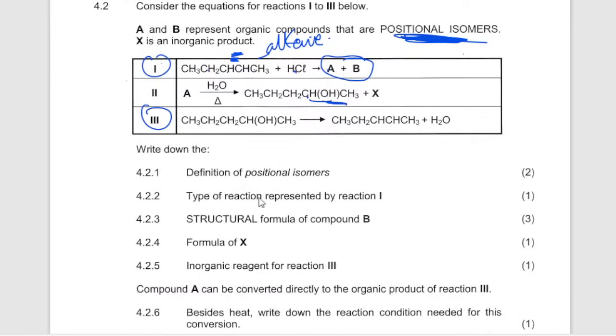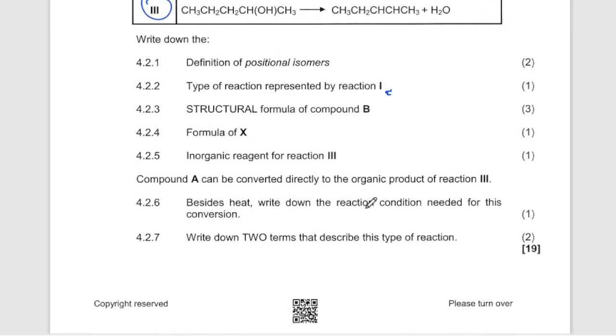Now they are saying, write down the reaction that takes place by 1. There is 1. Because I'm adding this, it's going to be hydrohalogenation. It would be addition reaction or hydrohalogenation. Both answers could be correct because they are not specific.